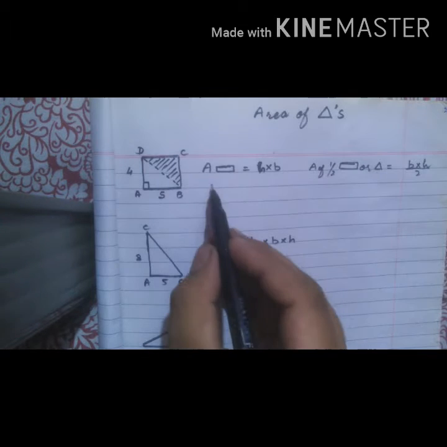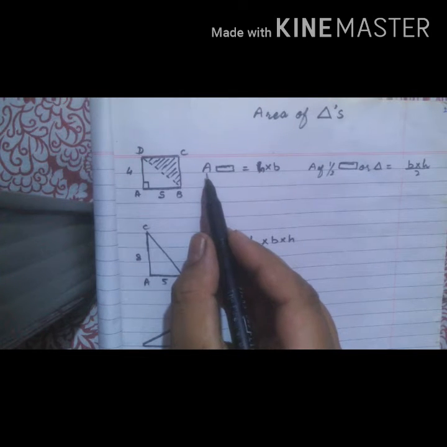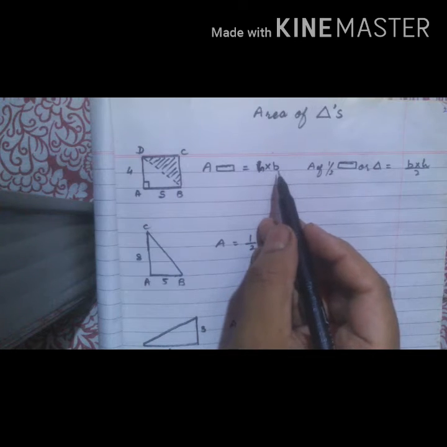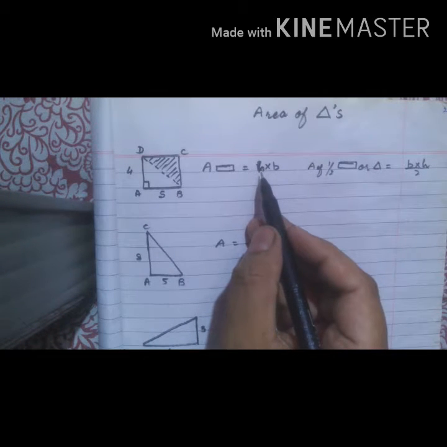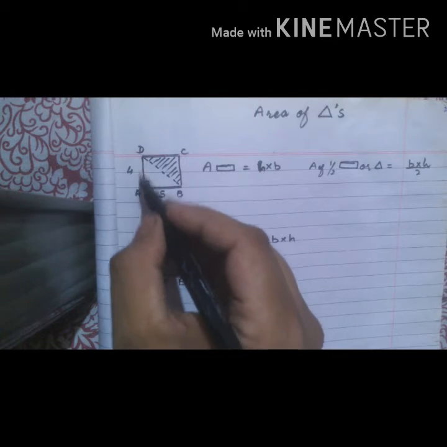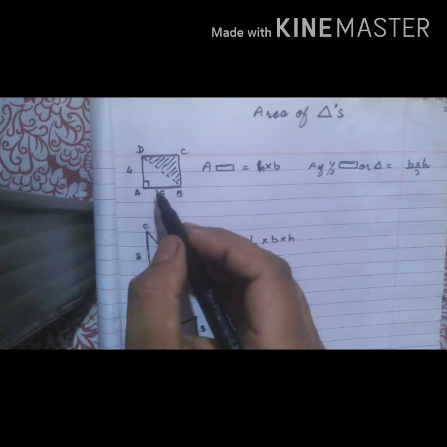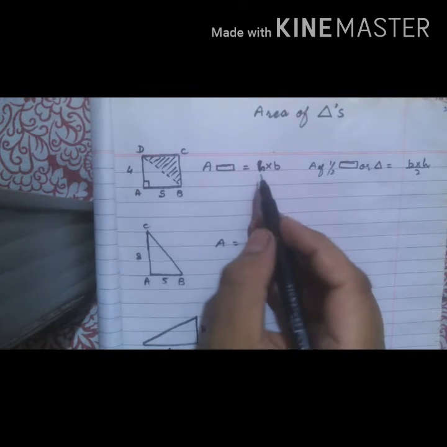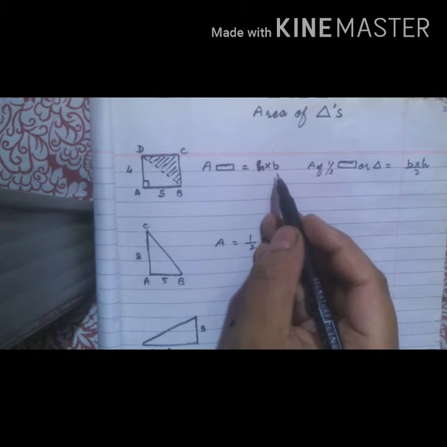And if you observe, the area of a rectangle can be calculated by multiplying length by breadth. I have noted length as height because length can also be replaced by height, as we can see that AD is the height of this particular rectangle. So we can say that the area of the whole rectangle is height into breadth.